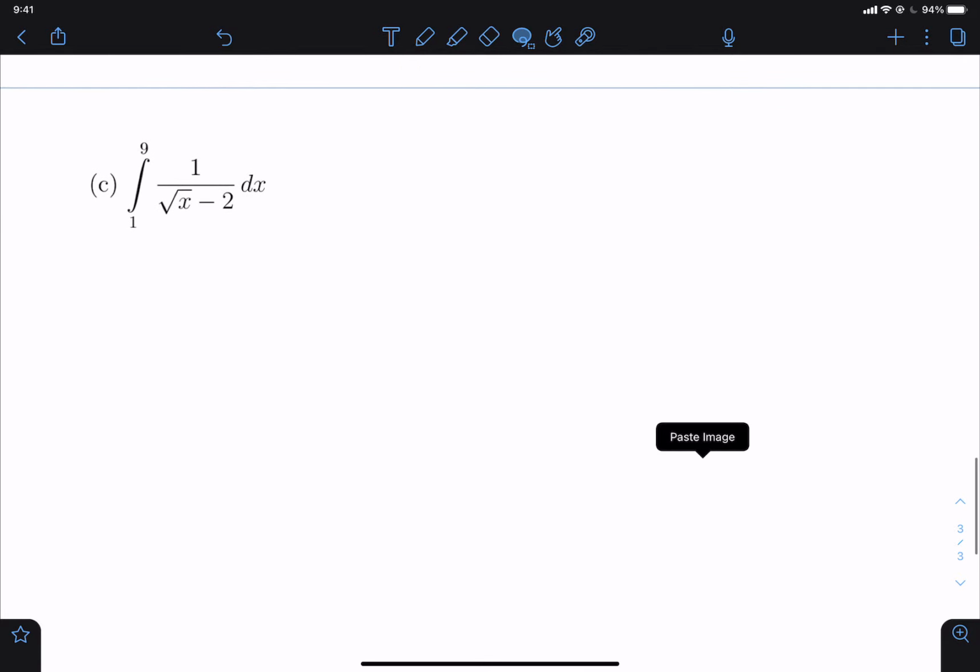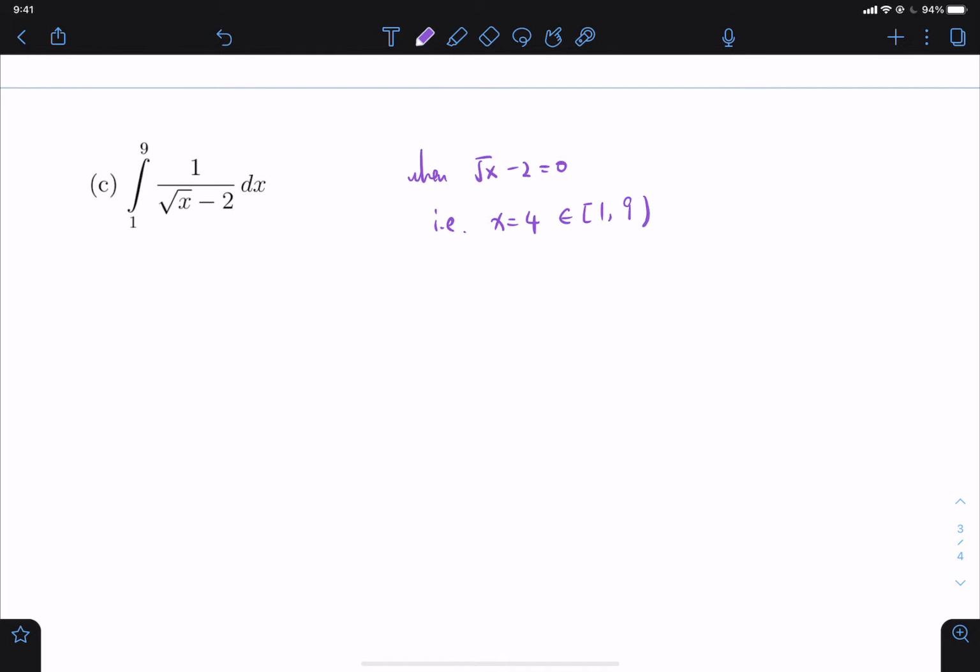This is a rational function inside the integral, right? And we see that the function is not defined when this square root of x minus 2 is equal to 0, right? That is when x is equal to 4, right? This is not defined. And we also notice that this singular point is inside our interval from 1 to 9, right? So this singular point, we have to consider it, okay?